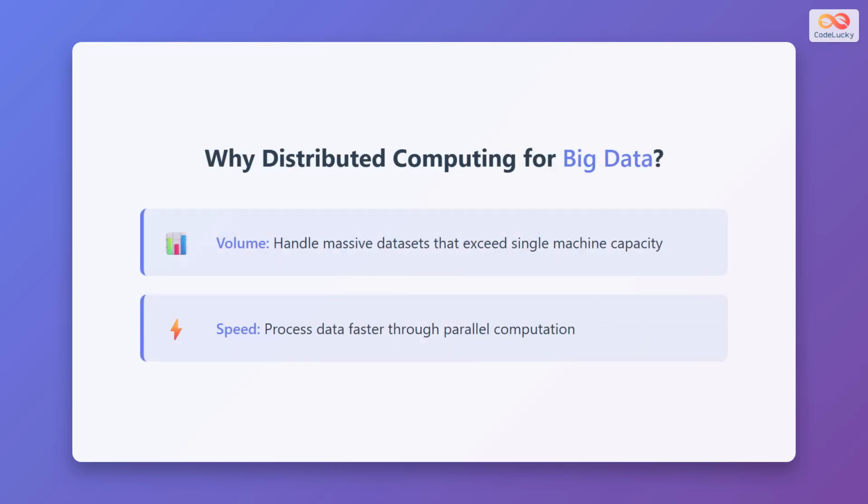Why is distributed computing so important for big data? There are two main reasons. Volume. Distributed computing can handle massive datasets that exceed the capacity of a single machine. Speed. It can process data much faster through parallel computation, breaking down the task into smaller parts that are processed simultaneously on different nodes.